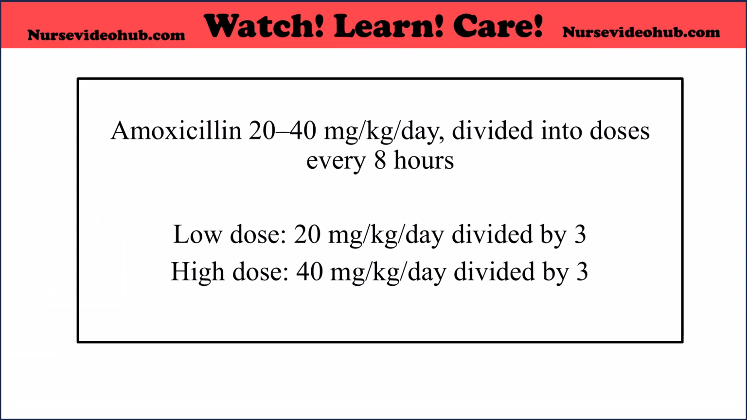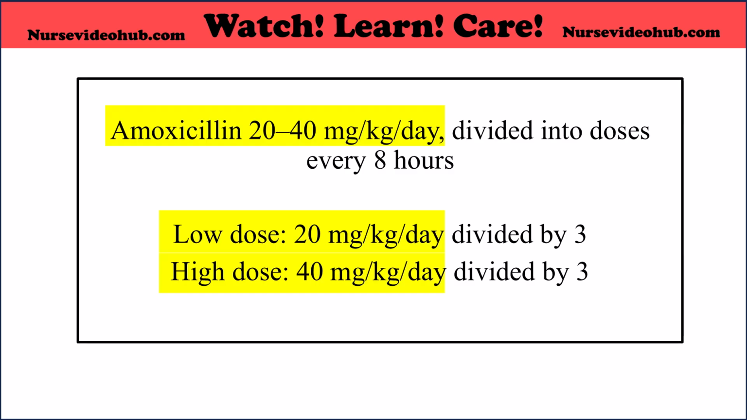Let's look at an example. Here is a pediatric dosing for amoxicillin. Amoxicillin 20 to 40 milligrams per kilogram per day, divided into doses every 8 hours. The pediatric dose must fall within the recommended low and high ranges. The low range would be 20 milligrams per kilogram per day, divided into doses every 8 hours. The high range would be 40 milligrams per kilogram per day, divided into doses every 8 hours.